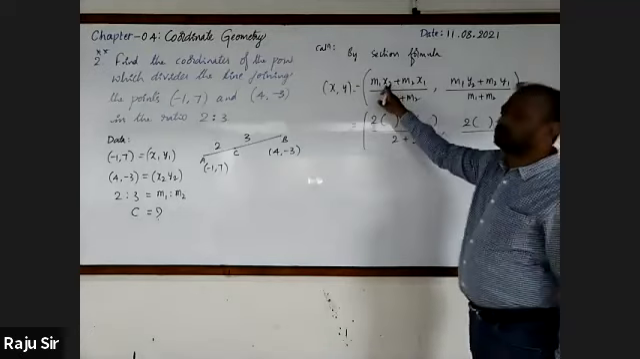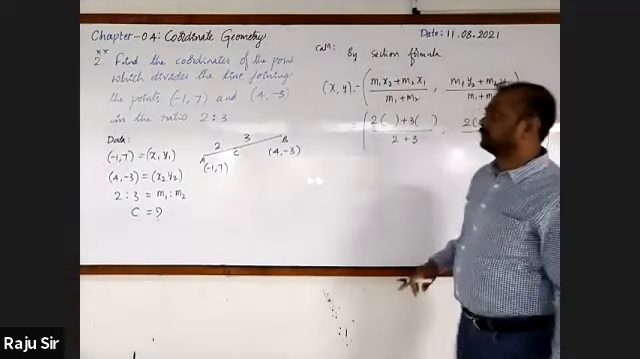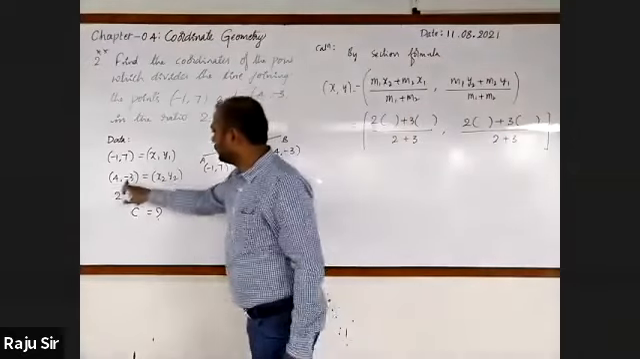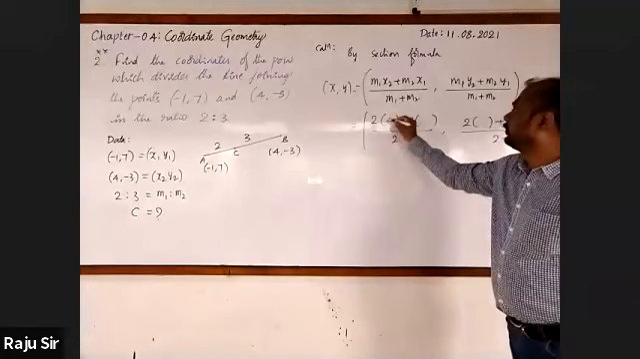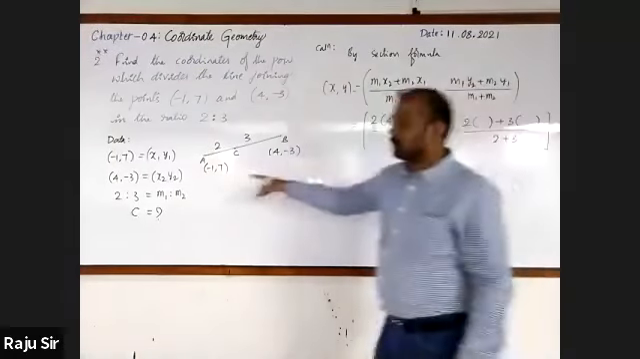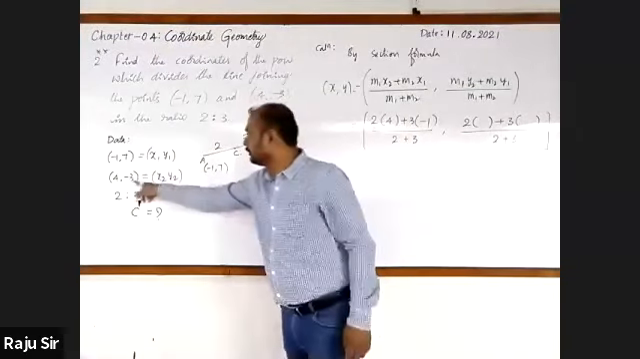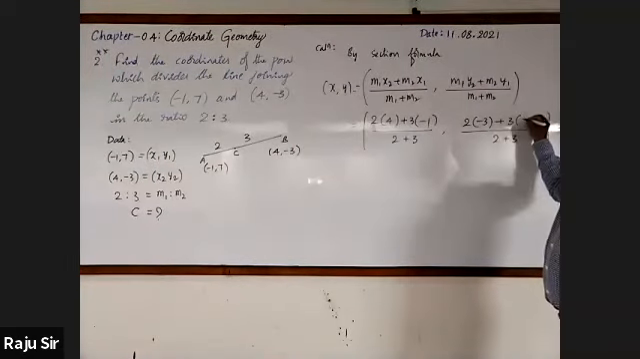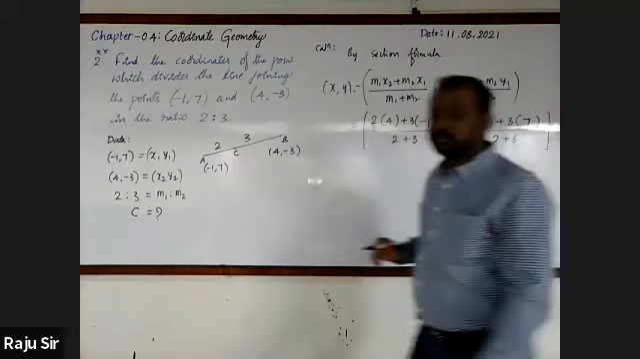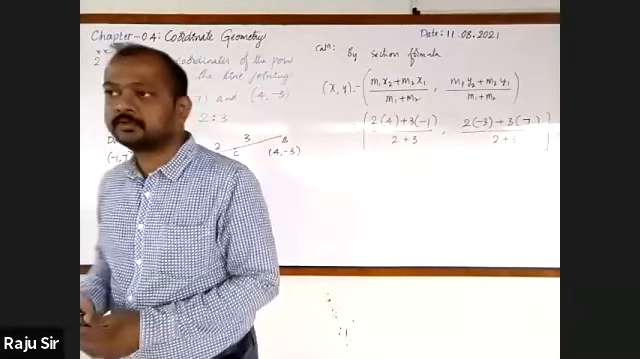Then let's move on to x2, x1 and y2, y1. x2, x1: here 4 and minus 1. y2, y1: minus 3 and 7. Check whether your substitution is correct.